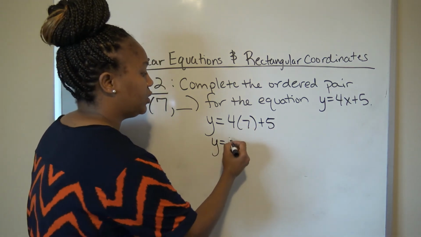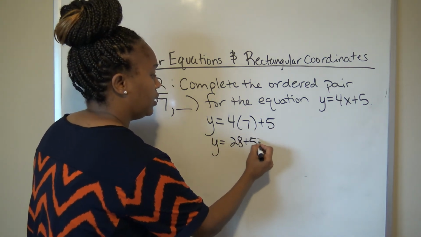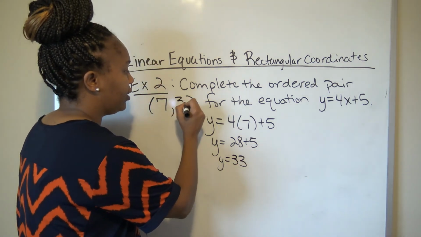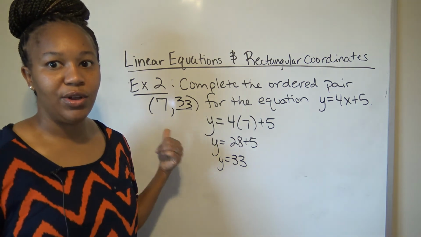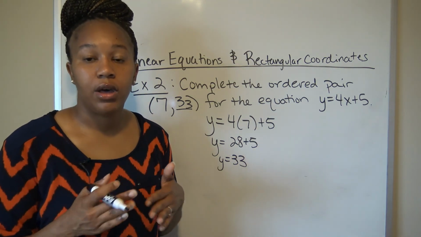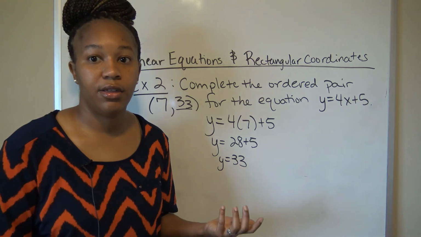4 times 7 is 28. 28 plus 5 is 33. So 33 would be the missing value in that ordered pair. And that's all you do. So if it gives you one of the values, you use that value to find the other value.